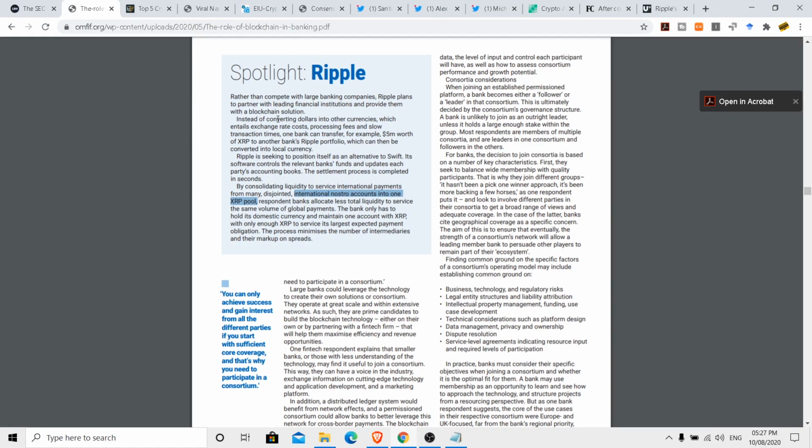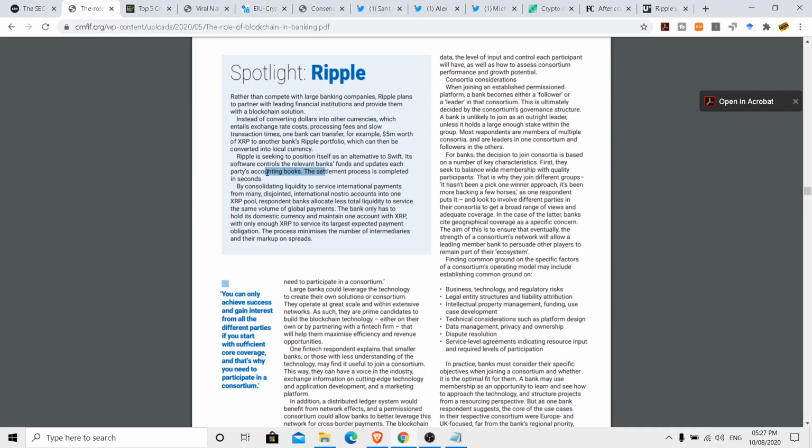Now, in this one, when we actually read through, we can understand they show us an example of 5 million worth of XRP sent to another bank's Ripple portfolio, which can then be converted into a local currency. So that means they're sending XRP from one bank's ledger to another bank's ledger. So banks are using XRP to do the transfer and they can hold it in their books. So Ripple is seeking to position itself as an alternative to Swift. Its software controls the relevant bank's funds and updates each party's account books.